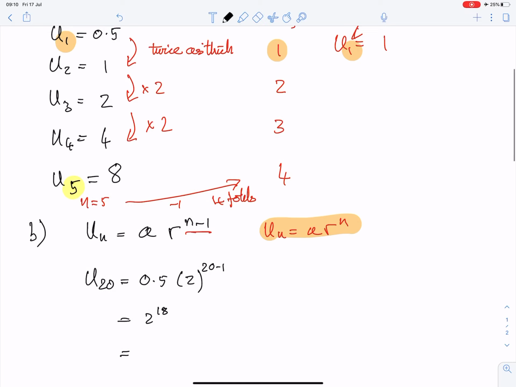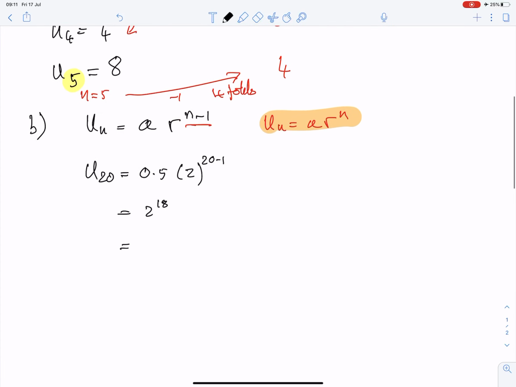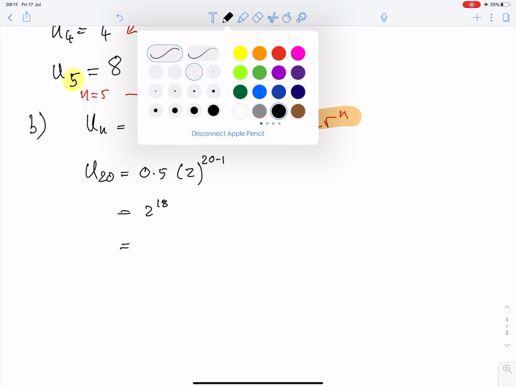a r to the n minus 1, let's just check, that's right. I think the textbook's wrong here. So we've got 20 minus 1. So we get, tap it in the calculator, and the book is wrong. They've got 0.5 times 2 to the 20.